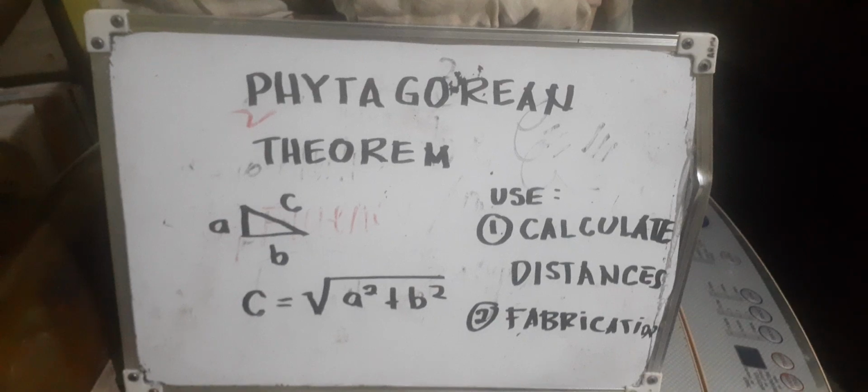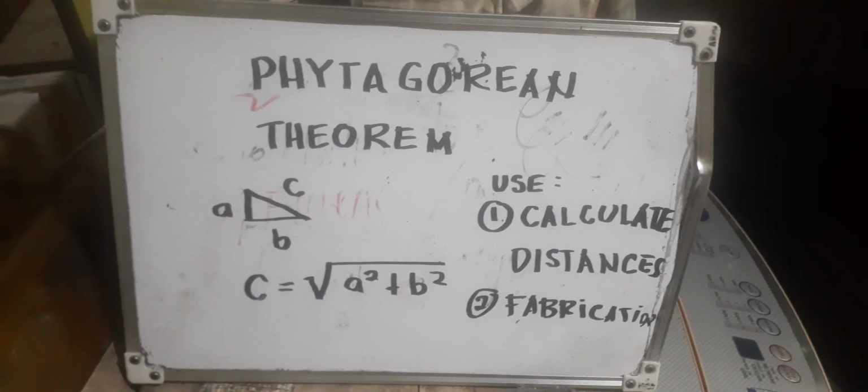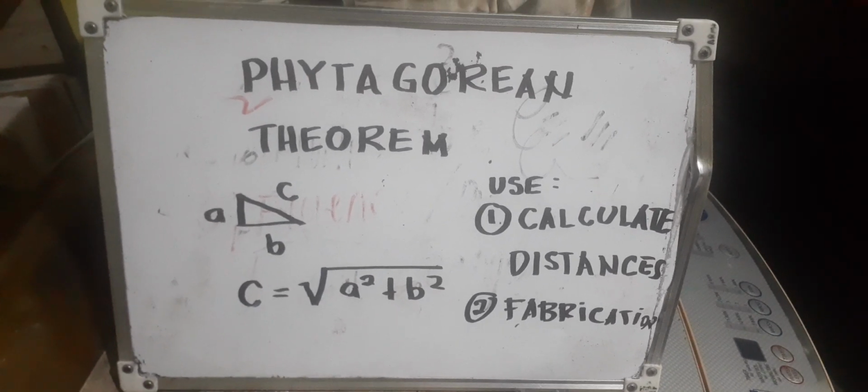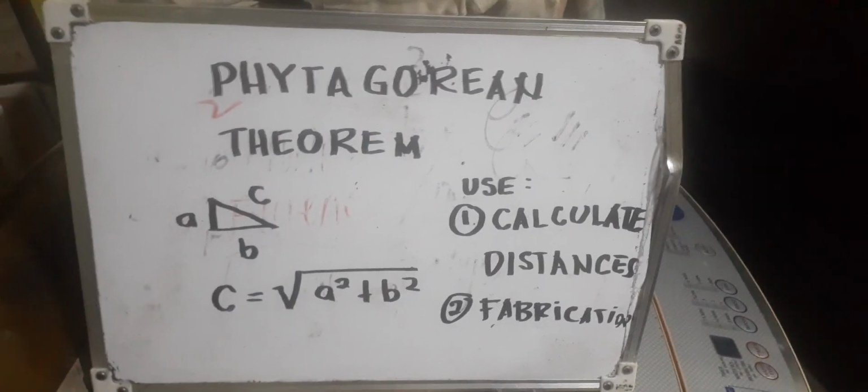So here we have a right triangle. The opposite side, I name it A. The adjacent side, I name it B. The hypotenuse, I name it C.